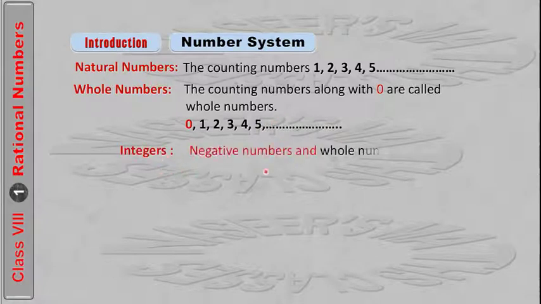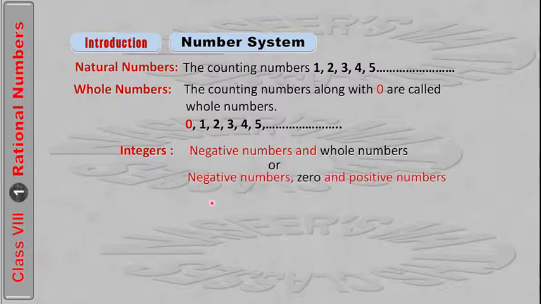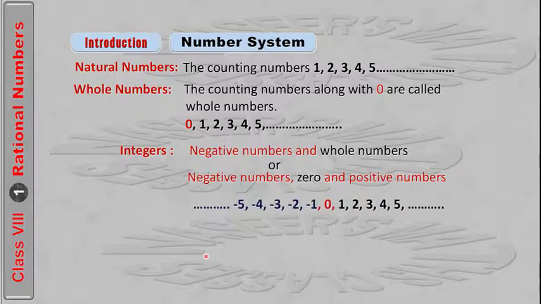Next, integers. Negative numbers and whole numbers, or we can also say that negative numbers, 0 and positive numbers together are called integers. This can be written as negative numbers on the left side, 0 in the middle, and on the right side we have positive numbers. In this way we write integers.